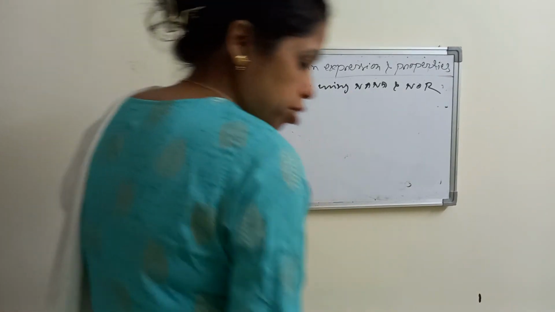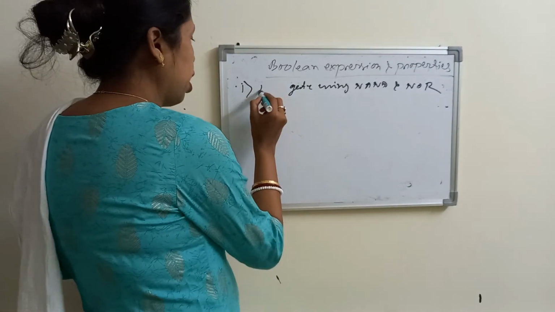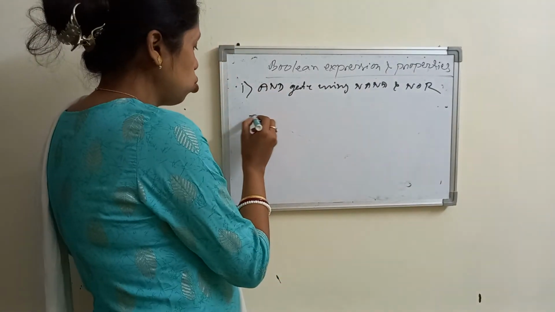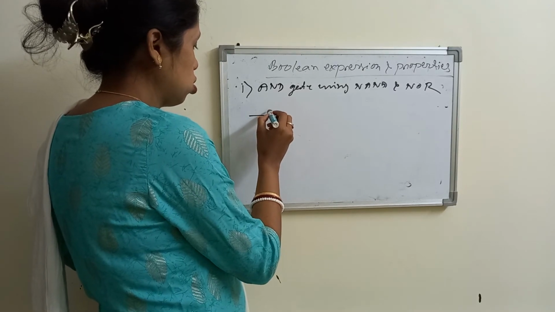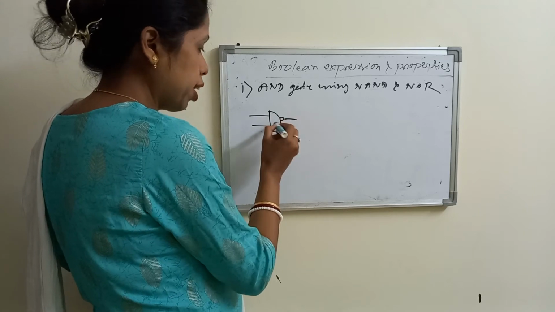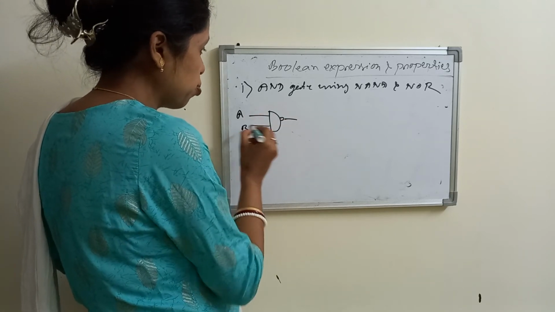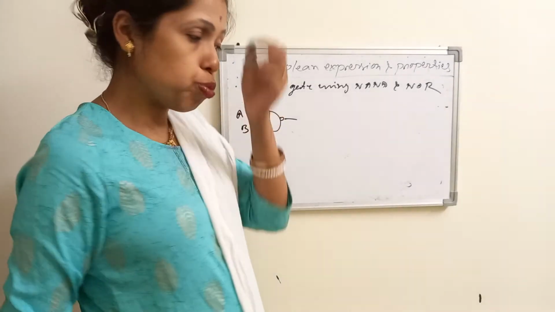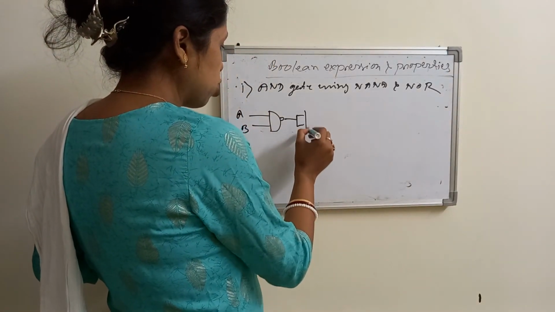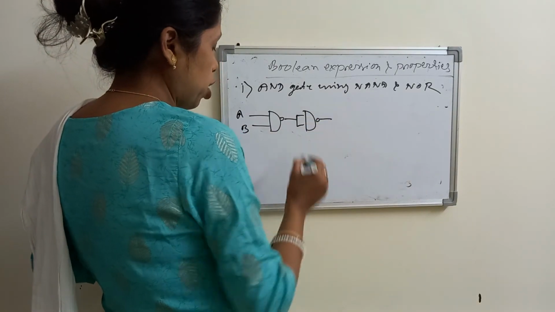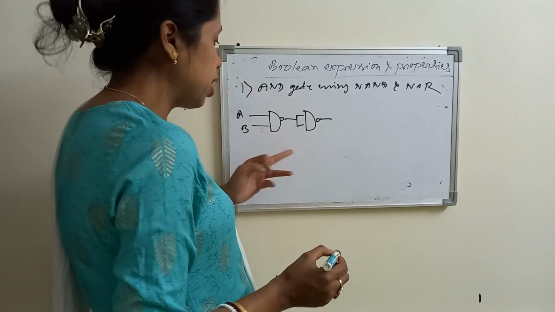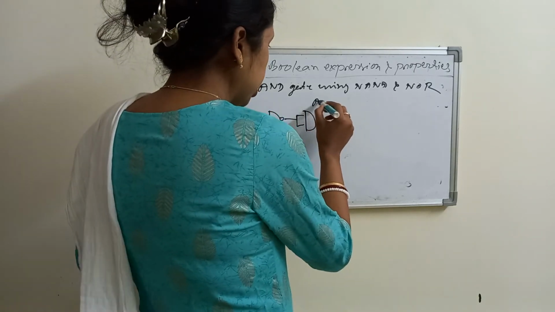Now the AND gate using NAND and NOT. For one AND gate I am placing a separate two inputs; for an AND gate you should have two inputs, right? So again the output of the first NAND gate will be entered to the input of the second NOT gate, and the same output should be connected to both inputs of the second NAND gate. You should get A dot B.